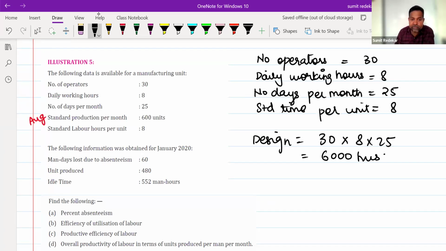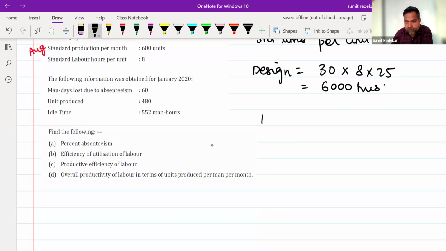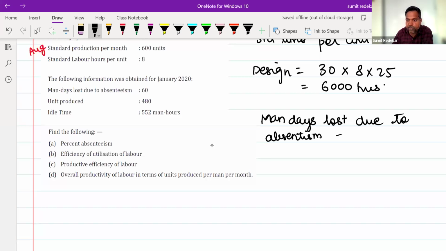You effectively don't get this because there are laborers that are spending idle time, and there are man days lost due to absenteeism. So I'm going to say man days lost due to absenteeism is 60, which is 60 into 8, which is 6 8s are 48 hours.